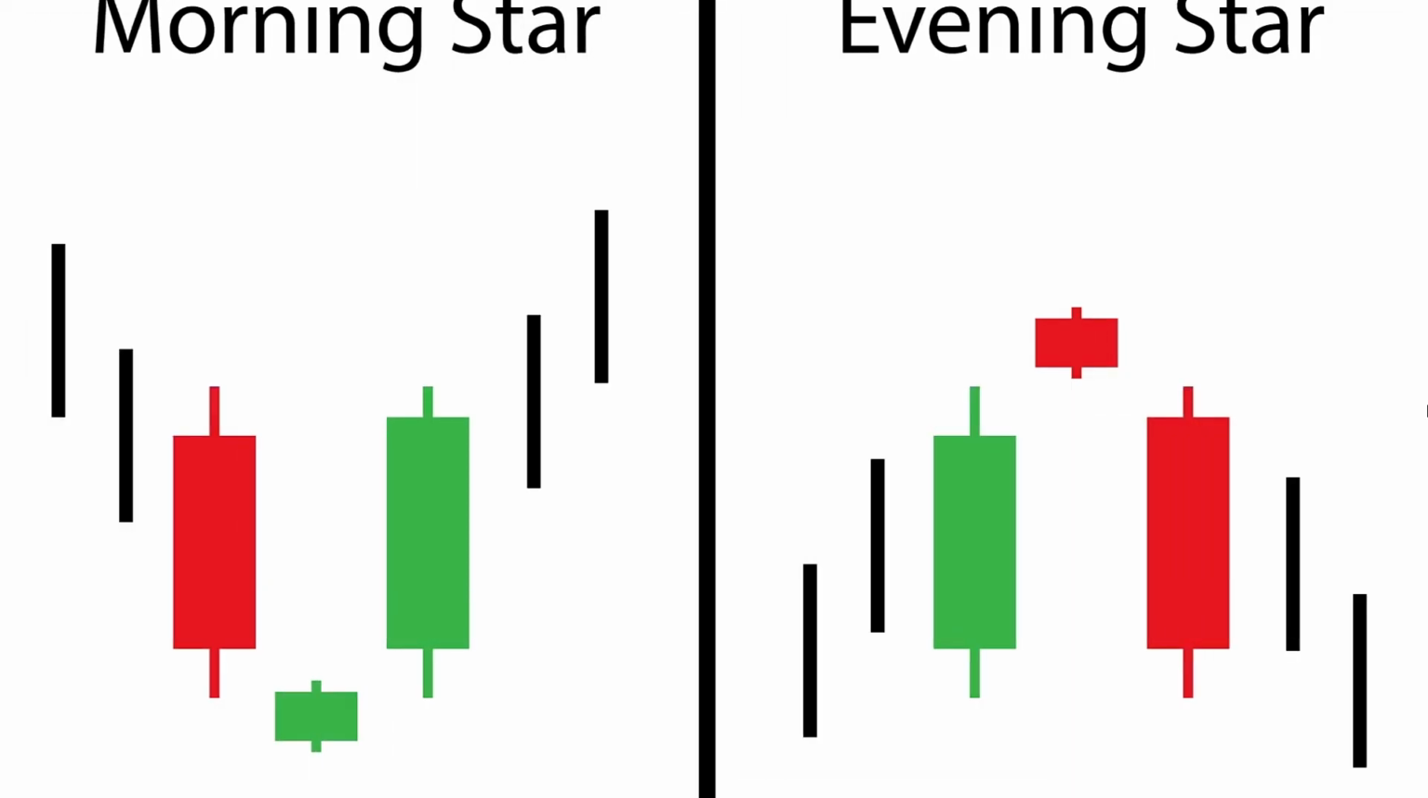The first candle is a bullish candle as part of the uptrend. The second one has a small body with shadows. It's not important if it's bullish or bearish at this point. The third candlestick is our confirmation that a reversal is in place. The last candle needs to close above the middle one.